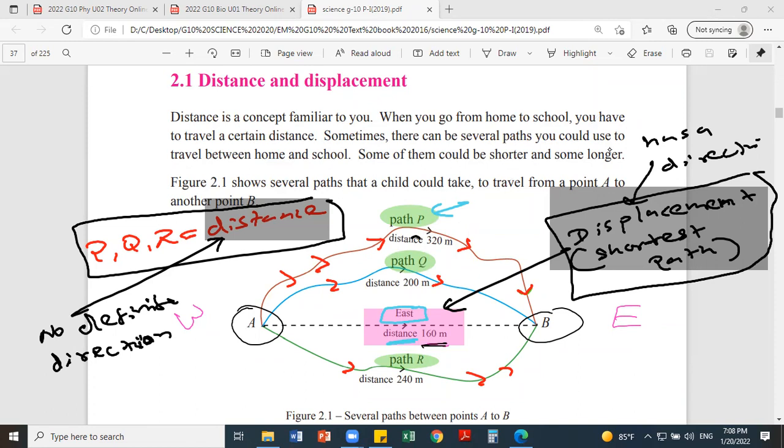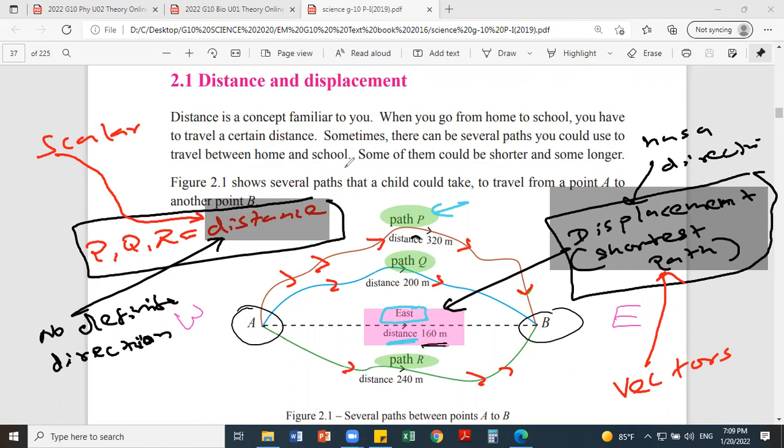Therefore, if there's a definite direction as well as a value, we call such quantities vectors. There are not only displacement, there are many vectors. And this one, the distance, is known as a scalar. Again, I'll repeat: both have a value. Displacement, they have given in the diagram as 160 meters. Distance depends on the path P, Q, R and takes different values, but it's higher than the shortest path. So a scalar quantity has no definite direction, only the magnitude, only the value.